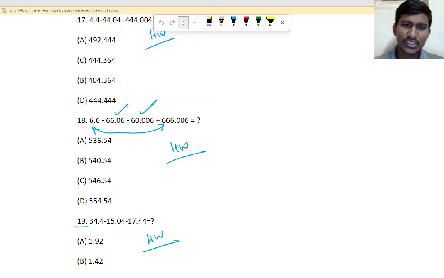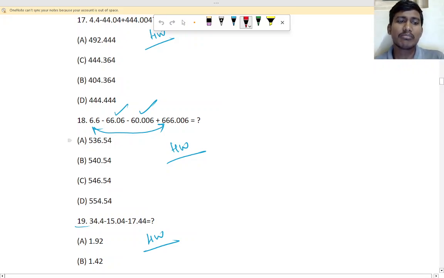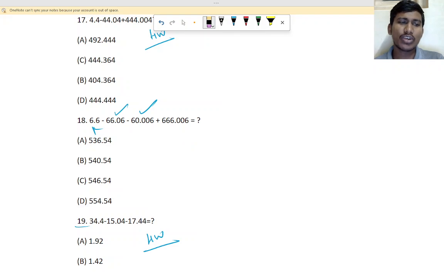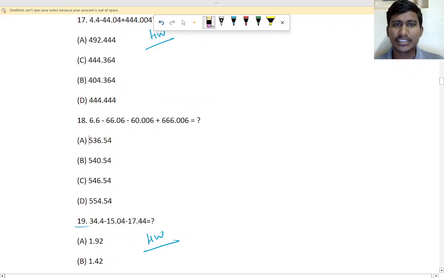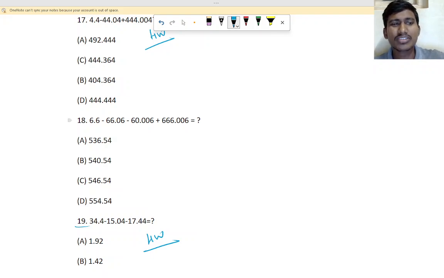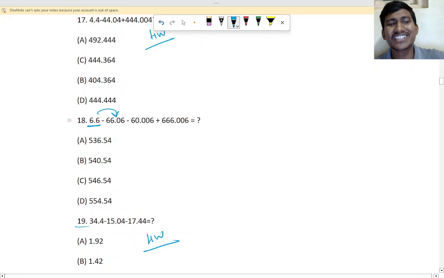Okay, so if you see it here, I told you, before minusing you have to add these two. I told you yesterday only. Because that is a bigger number, isn't it? So 6.6 minus 66 we cannot do. 66 is bigger than 6. So what do we have to do first? Addition. Which is addition? This one and this one, plus is there here. So let us add that first.